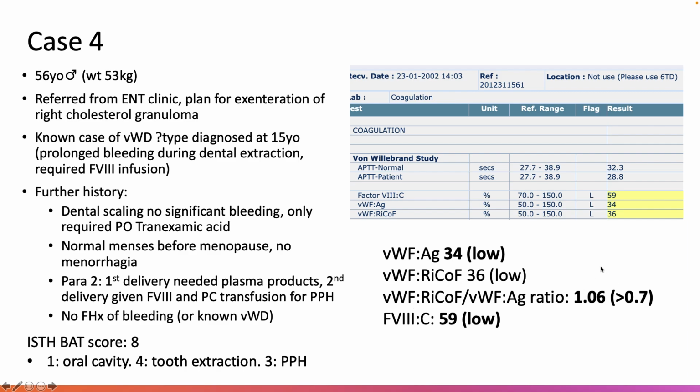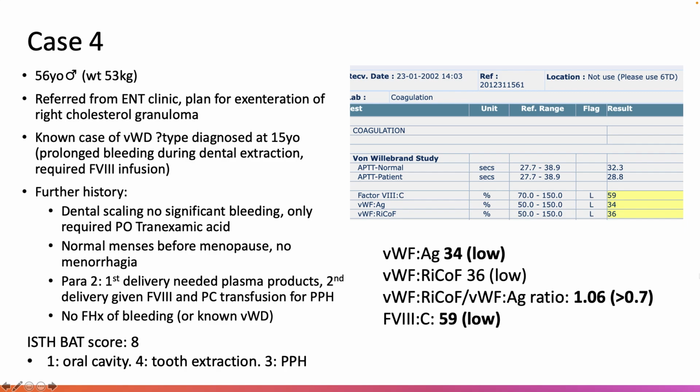So what does more than 1 suggest? We will talk about it later. And the factor VIII, we always want to check factor VIII together with von Willebrand factor because we want to know their relationship and which type we are dealing with. So in this patient, the factor VIII is also low. You can see factor VIII level is also low at 59.